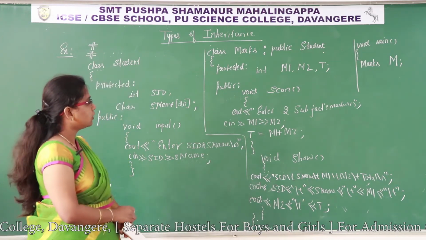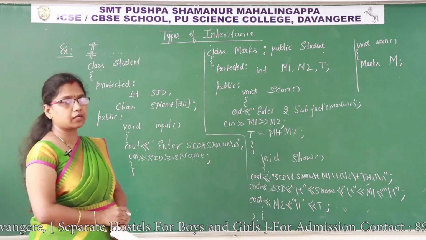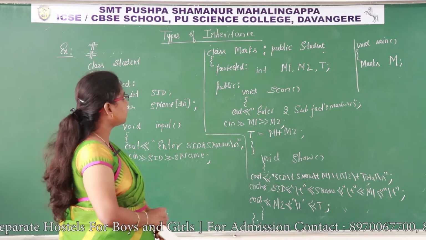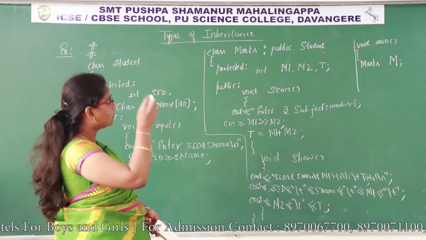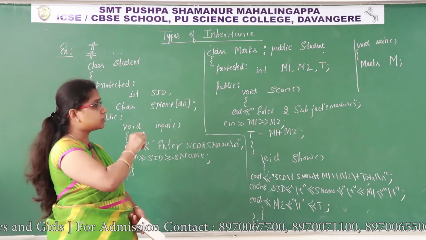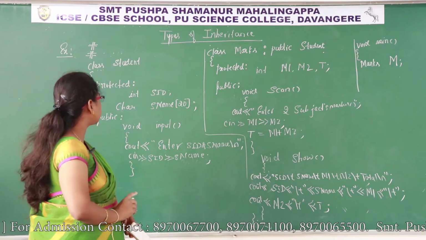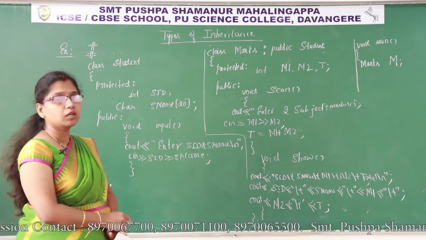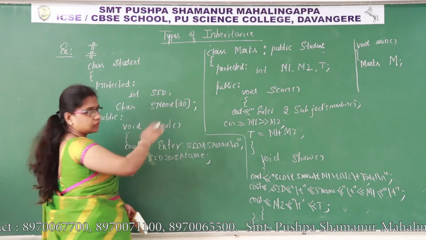Now let us first understand what is there in the protected section and the public section of the derived class. What is there in the protected section of the derived class? m1, m2 and t. They are that class's own data members, subclass data members. Then what are the things inherited to the protected section? SID and SName. They are there in the base class and also there in the derived class.